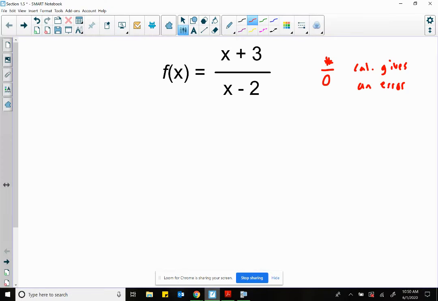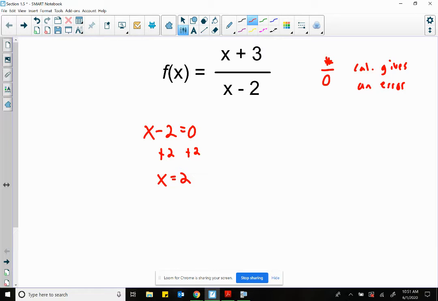So we come back here. We're going to take x minus 2 and set it equal to 0. We don't care about the numerator. The numerator can do whatever it wants. We just care about the denominator. So set the denominator equal to 0, add 2. x is equal to 2. If I plugged in 2 up here, 2 minus 2 gives me 0. This is a bad number.